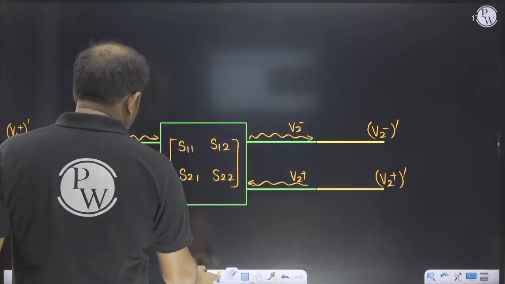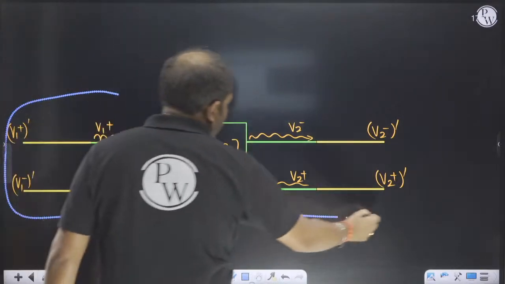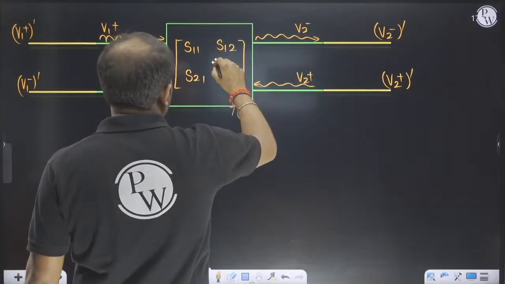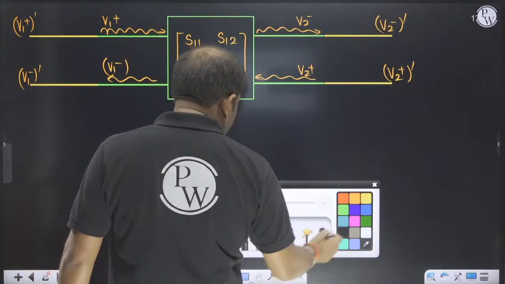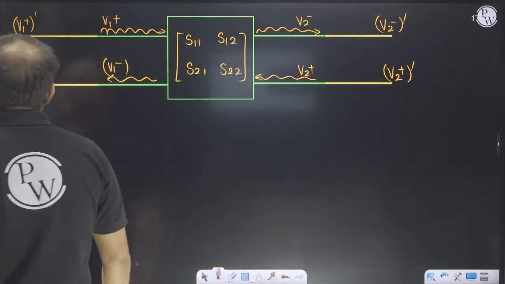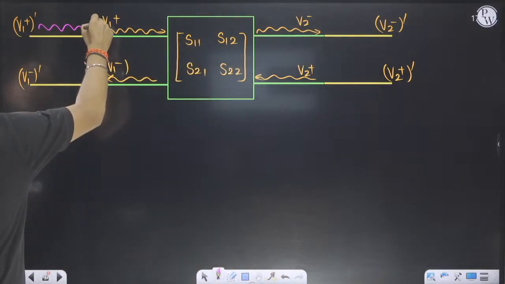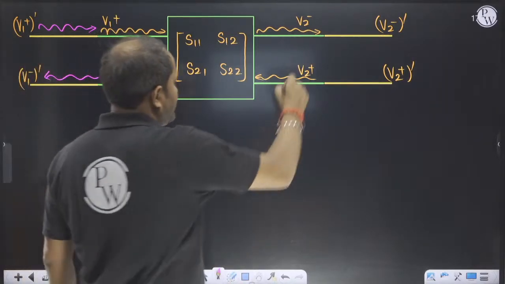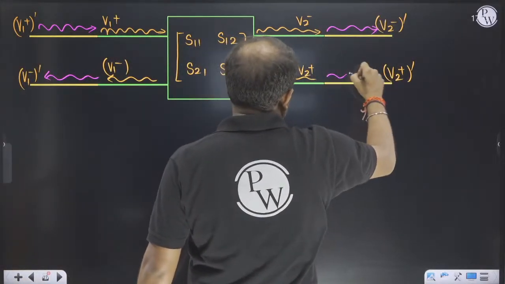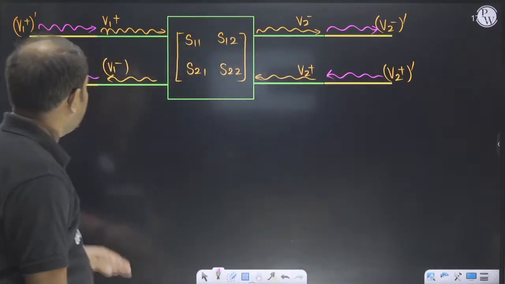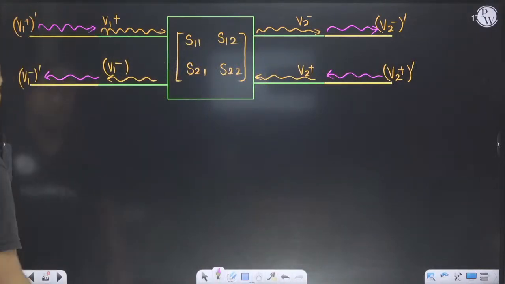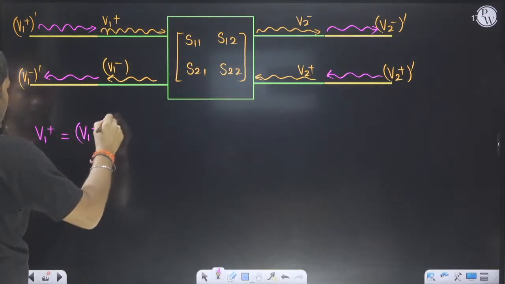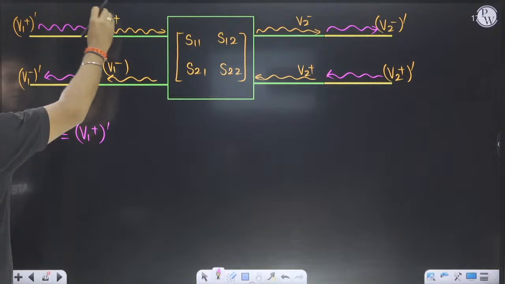You have to just give the relationship between these two points. If you get the relation, then you will solve it easily. If you are not getting the relation, then you will not solve it easily. So the arrow direction is very, very important. This wave will move here, this wave will move here, and this wave will move here. So V1 plus is the output and V1 plus dash is the input. V1 plus dash will give V1 plus.